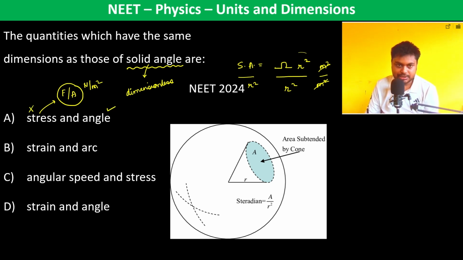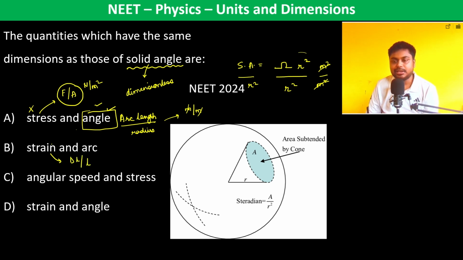Angle, yes, angle again is the arc length divided by the radius. So again here it is going to be meter by meter. So this is again dimensionless. So angle is dimensionless. Strain is dimensionless because that is delta L by L, the extension in length divided by length. So again this becomes meter by meter and gone. It is also a dimensionless quantity. Arc is again length, so we have it in meters.